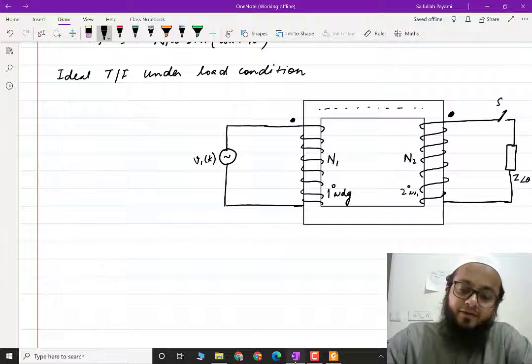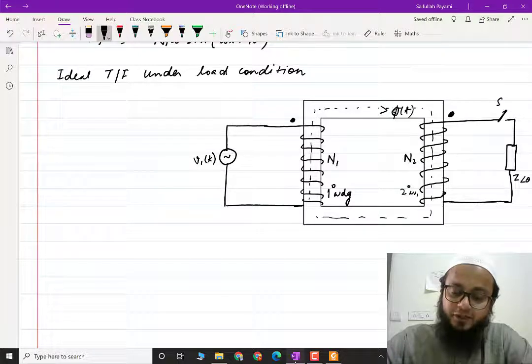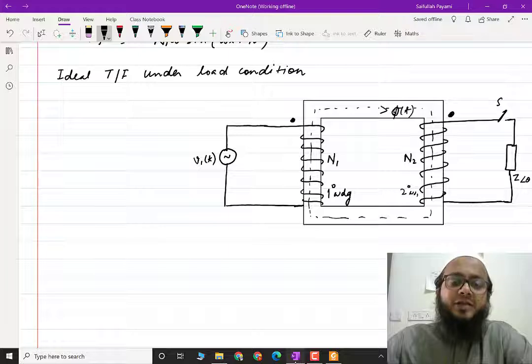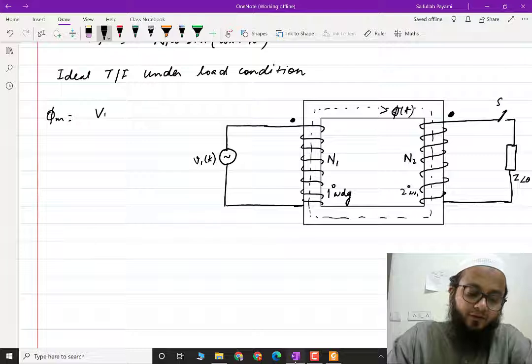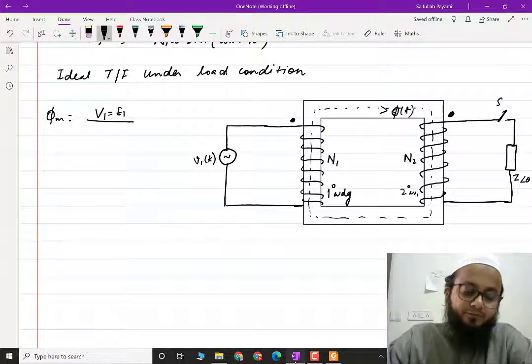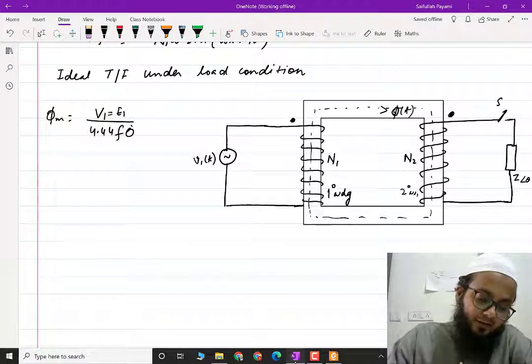So that flux phi will actually depend upon the voltage which I have applied there, right? Because phi m will depend upon V1 or E1 upon 4.44 f N1, right? Or N, if it is V1, then this is N1.